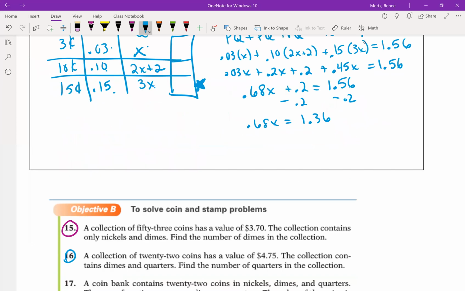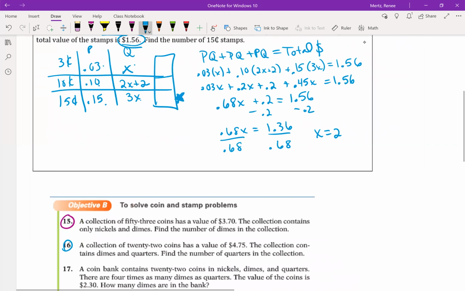When I divide by 68 cents, hopefully it divides evenly. I can't have a part of a stamp. I can't have a part of a ticket. So we're always going to get nice numbers here. So X is equal to 2. So we have 2 3 cent stamps. We have 2 times 2 is 4 plus 2 is 6. 3 times 2 is 6. So for my final answer, I have 6 15 cent stamps.